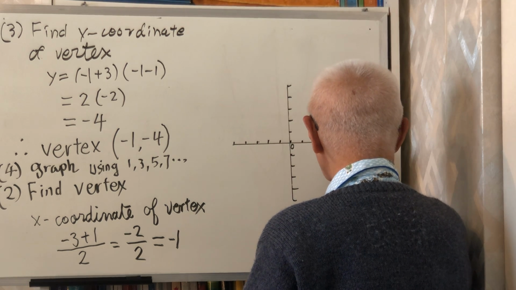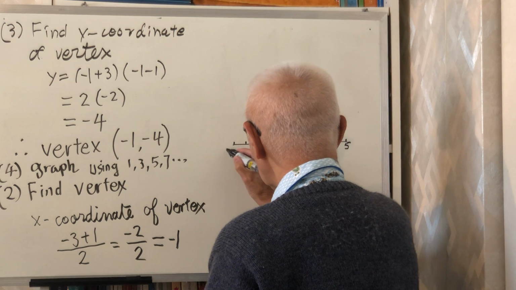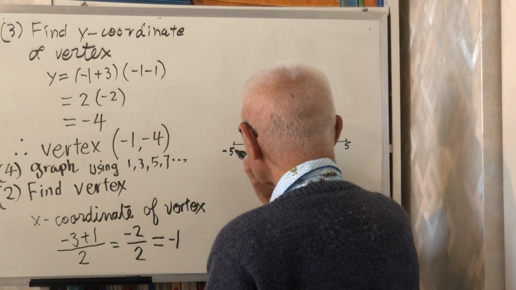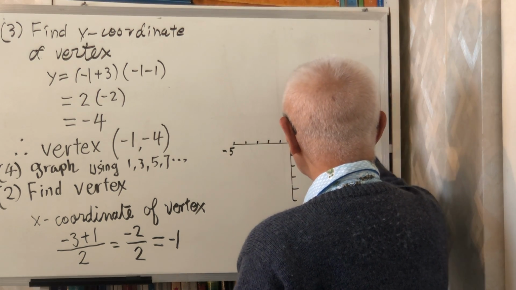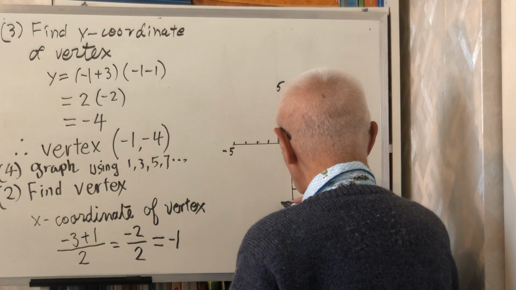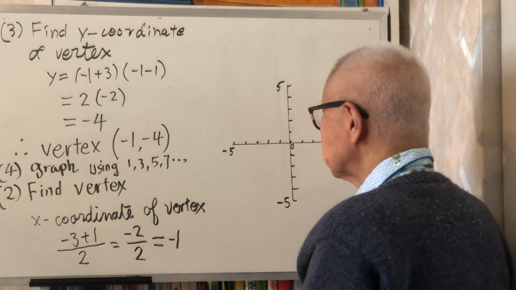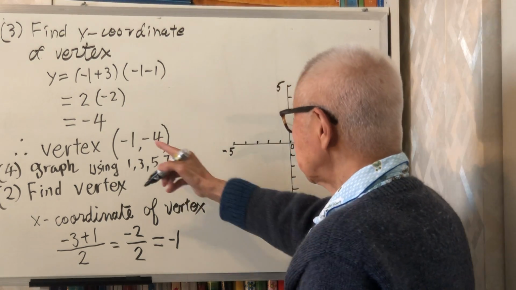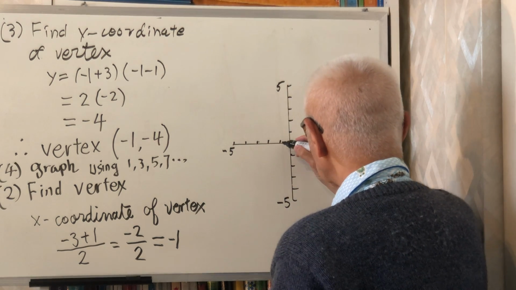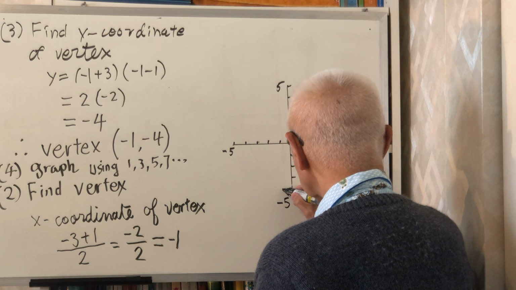1, 2, 3, 4, 5. The vertex is -1, -4. So -1, -4 is here.